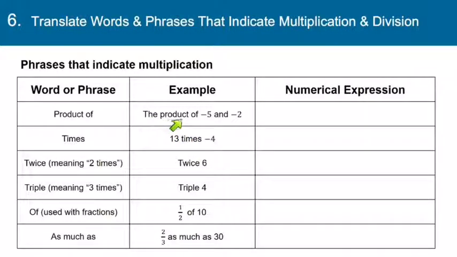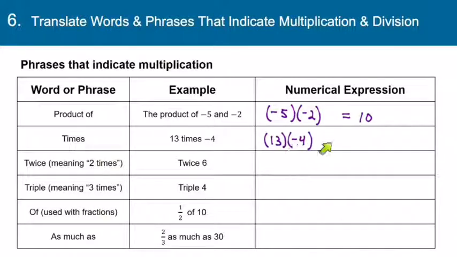The product of negative 5 and negative 2. Okay, product is multiplication, so we would just write negative 5 times negative 2. Of course, that works out to positive 10. 13 times negative 4. Okay, we just write it just like it sounds.